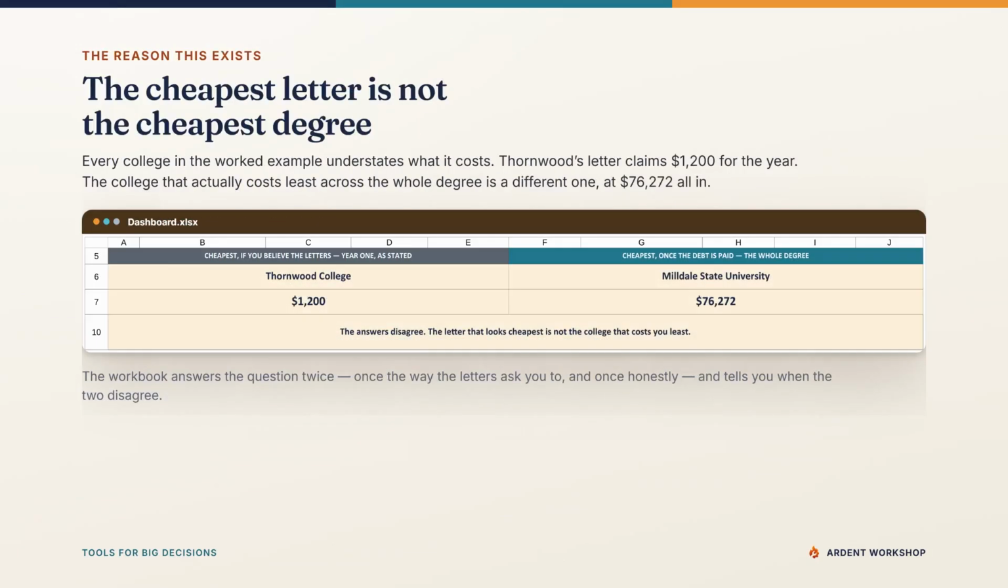Here's the reason this exists. In the example the file opens with, the college whose letter claims the lowest cost turns out to be the third most expensive of the 6 once the borrowing is repaid. The workbook answers the question twice and tells you when the 2 answers disagree.